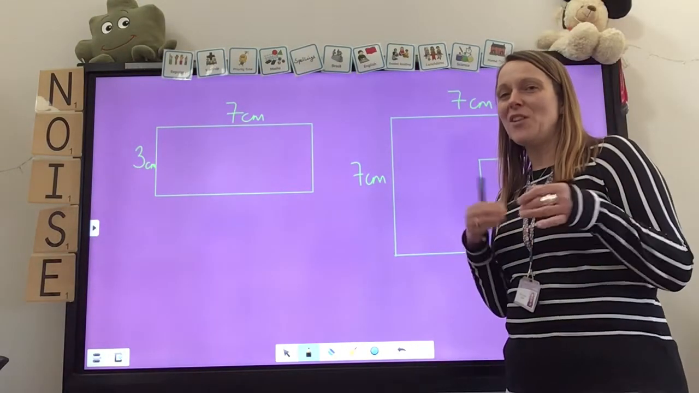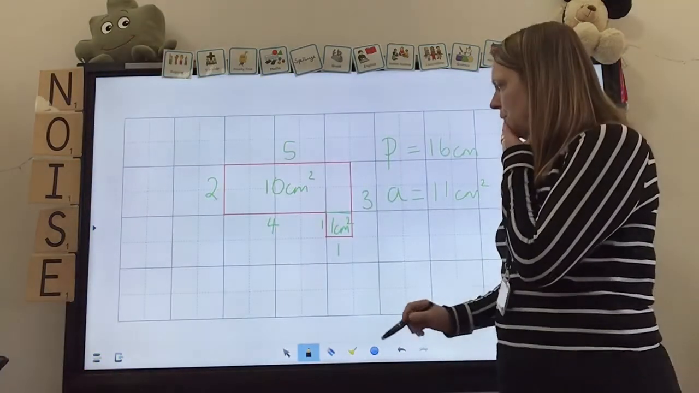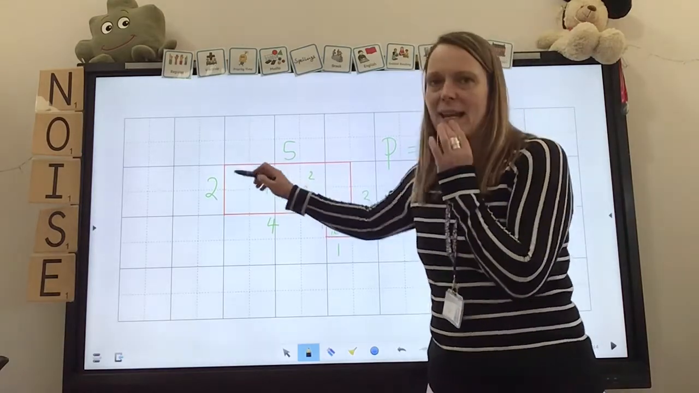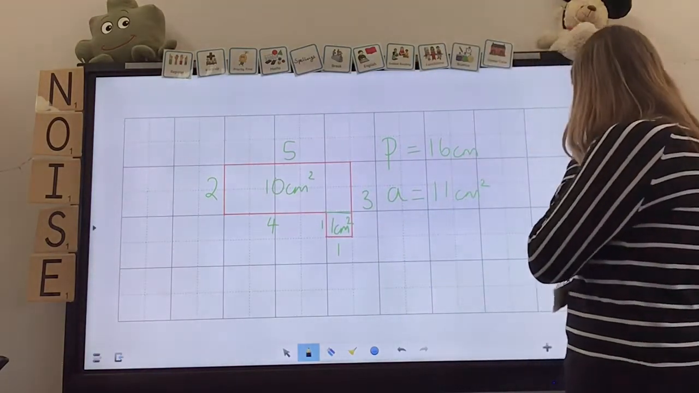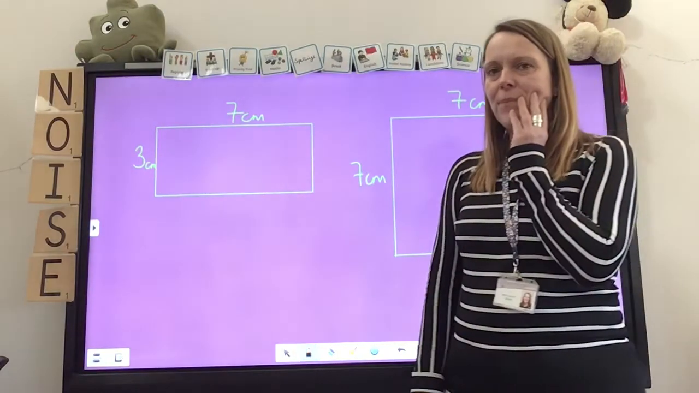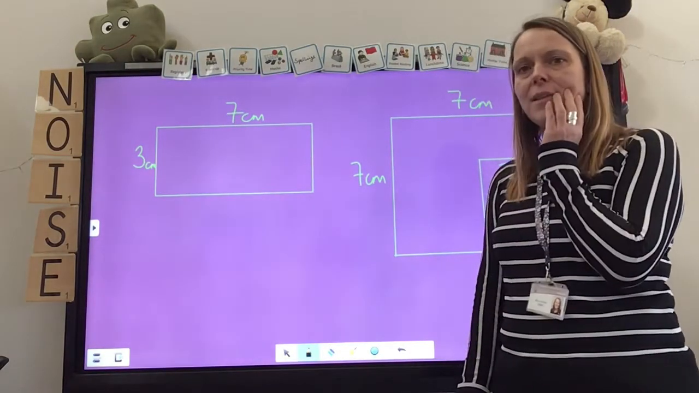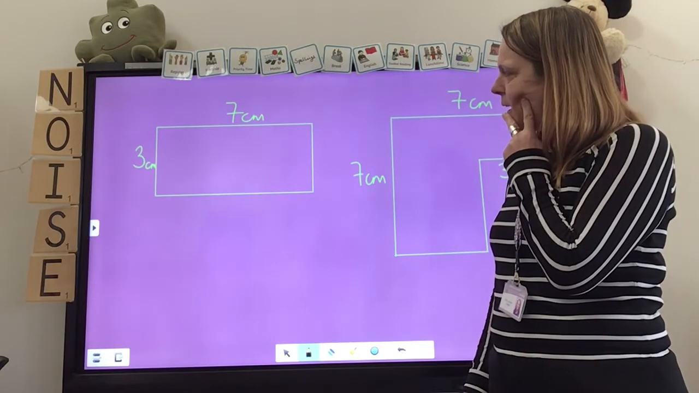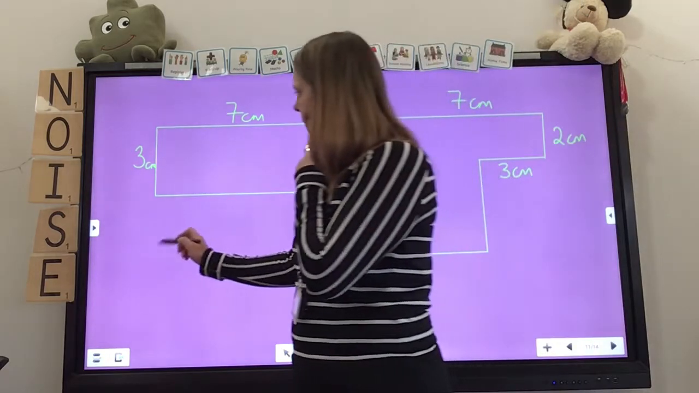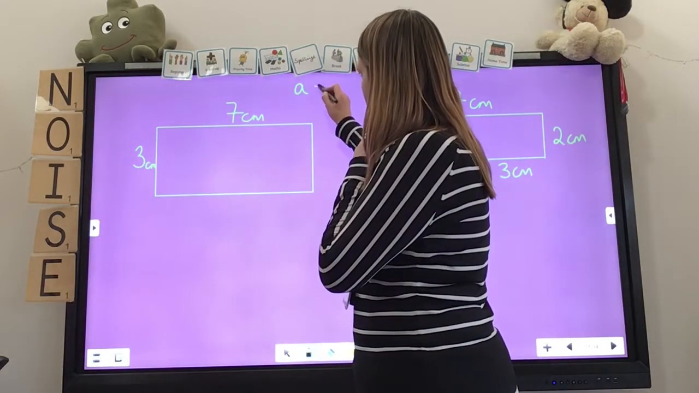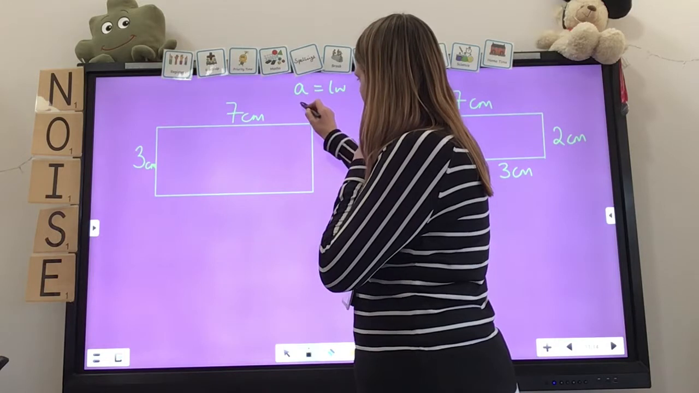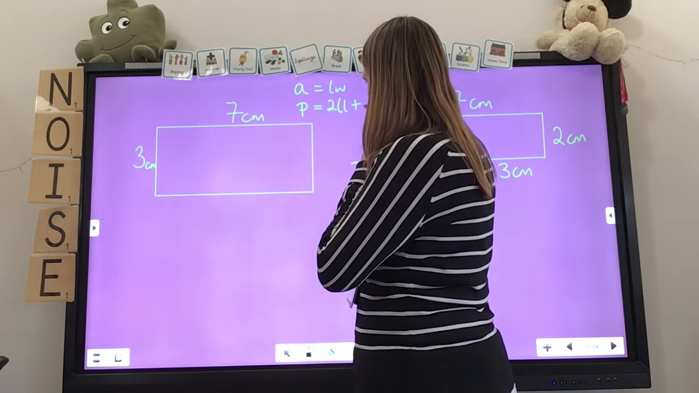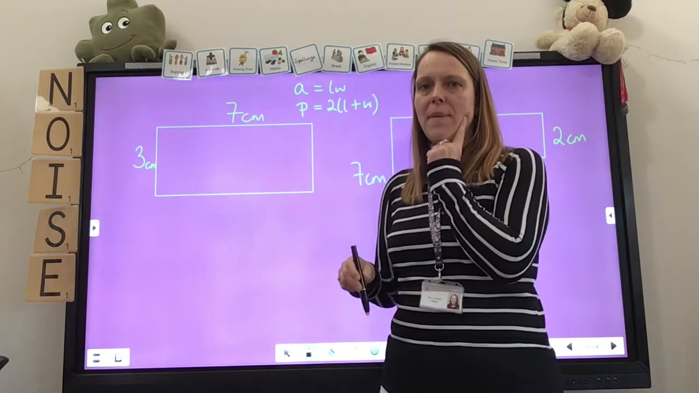Okay, so let's have a look at these two, because I didn't have those ones before. I had the squares, so actually here I could have counted 1, 2, 3, 4, 5, 6, 7, 8, 9, 10, 11 squares to help me with my area, couldn't I? But if I don't have that, and I have to just rely on knowing the lengths, it makes it a bit trickier for some of us, doesn't it? So remember, my formula is area equals length times width, perimeter equals 2 lots of length plus width. So those are the formulas I can remember to help me.